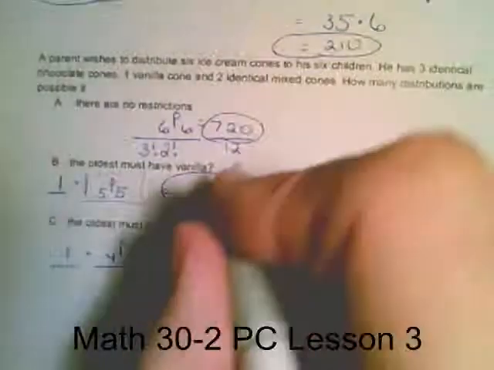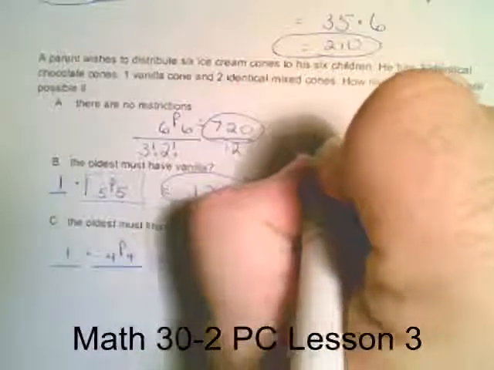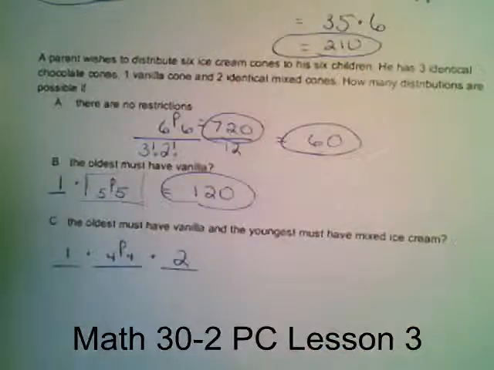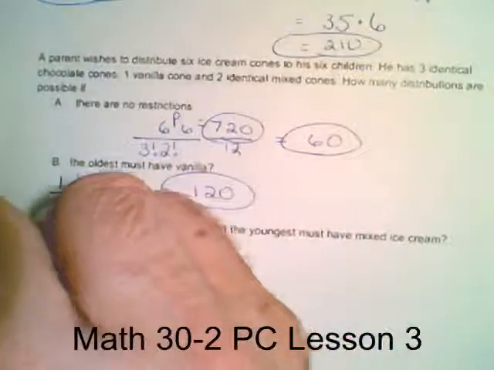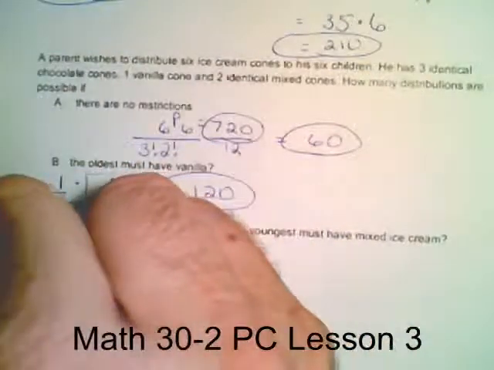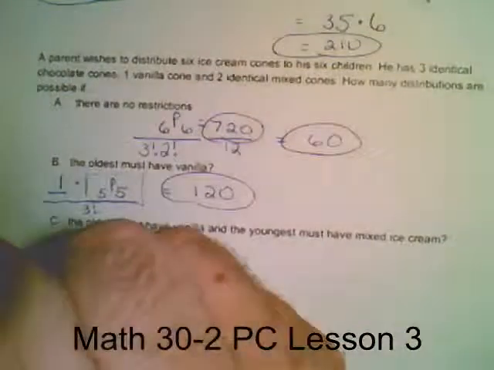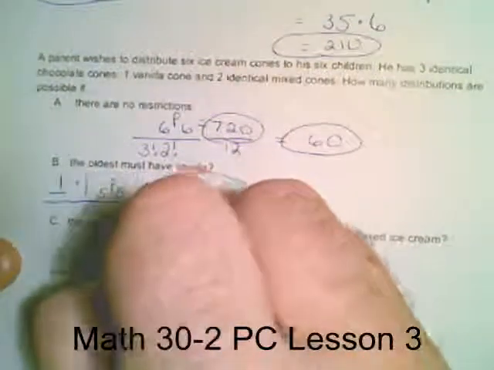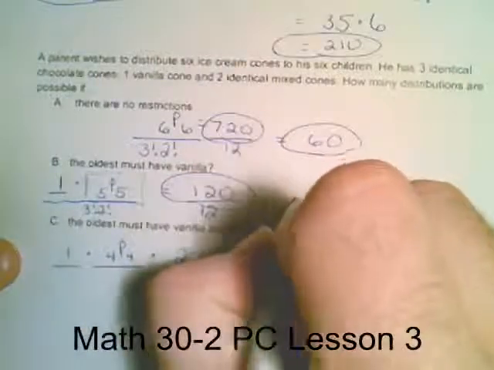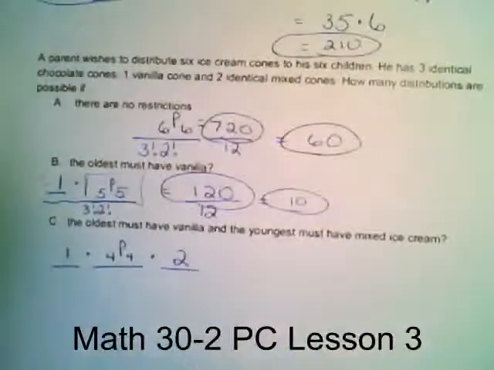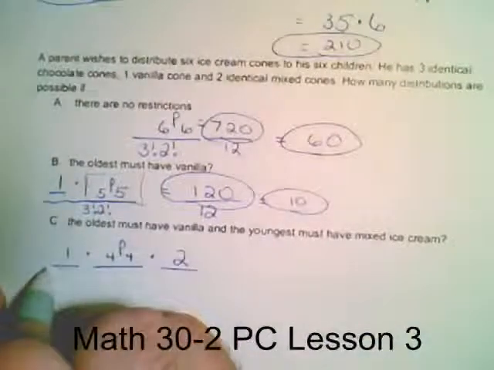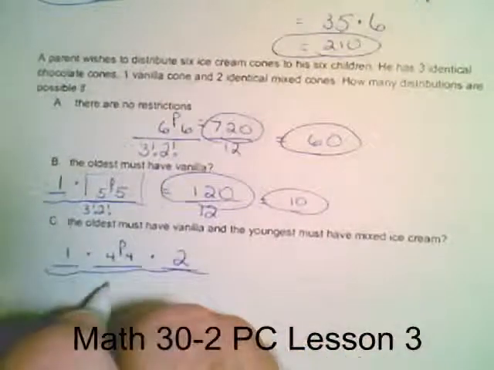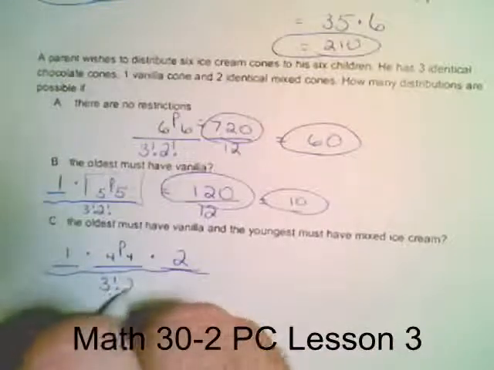I apologize. Because if I've got 3 identical chocolate, 1 vanilla, and 2 identical mixed, I'm going to divide by the 3 factorial, the 1 factorial, which I'm not going to write, and 2 factorial for the mixed cones. And so this is going to be divided by 3 factorial, 2 factorial, which ends up being 12, just so you know. So 720 divided by 12 is 60. There are 60 possible distinguishable distributions of these.